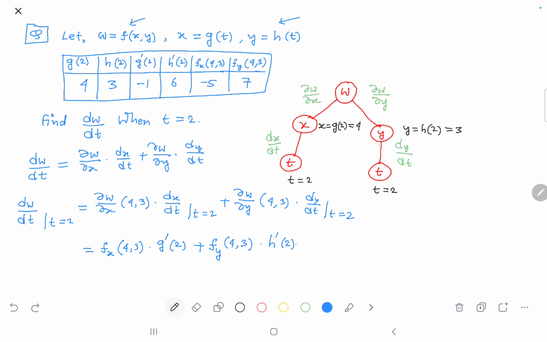Right. So this is this. Now put everything here. f_x(4, 3) is negative 5. Here it is, this times g'(2). g'(2) is negative 1. f_y is this, at 7. So 7 times h'(2), which here is 6. So what should we get? We get 5 plus 42, so 47.